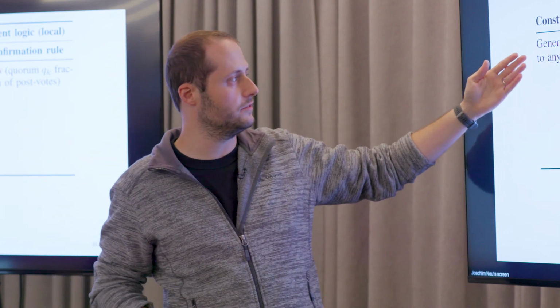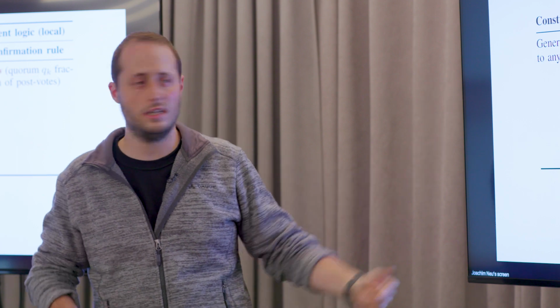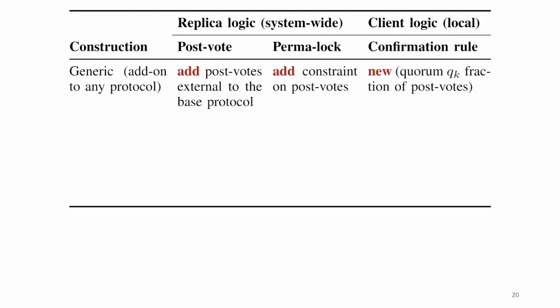The construction you have just seen is the generic construction as an add-on for any protocol. You take any protocol that's one-third resilient, you add this additional permalocking and post-vote, and the client-specific confirmation quorums, and you get an optimal flexible protocol, essentially adding post-vote, permalock, and confirmation rule external to the protocol.